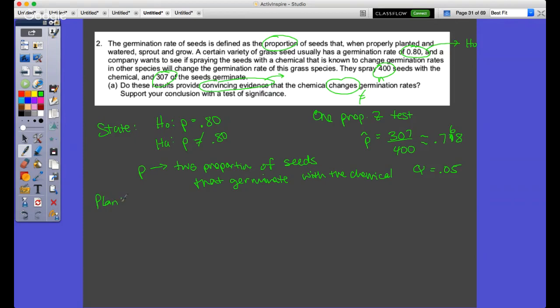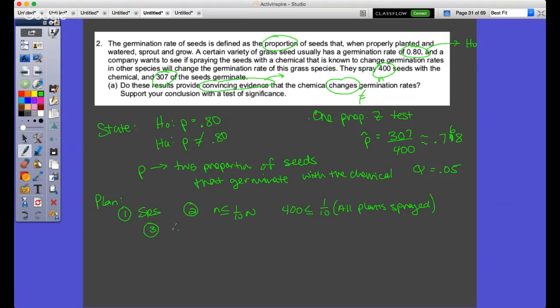Plan phase, we've already got the test up on here. Normally that would go down here. Number 1, we know it's an SRS. Number 2, n is less than or equal to 1/10 of big N. And I think that's true, right? Because 400 is less than or equal to 1/10 of all plants sprayed. Yeah, so I would say we're good on that one.